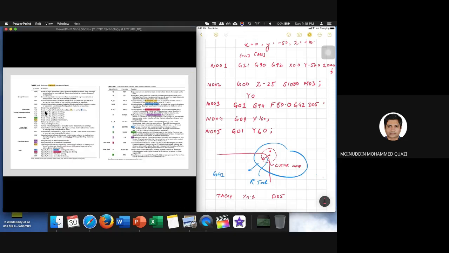Circular milling is circular interpolation, clockwise or anti-clockwise. I am moving anti-clockwise, so I will be using G03 circular interpolation, counterclockwise. And the block must include either the arc radius or arc center, or coordinates of the endpoint position must be specified. So I need to mention the radius of the curve and until which point it should stop. The final position should be mentioned also.